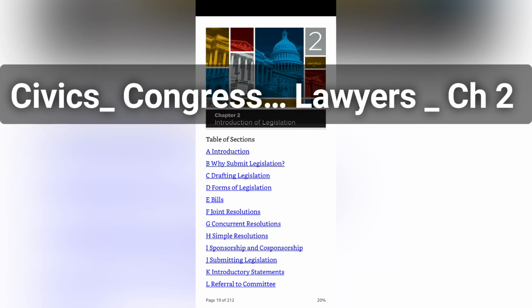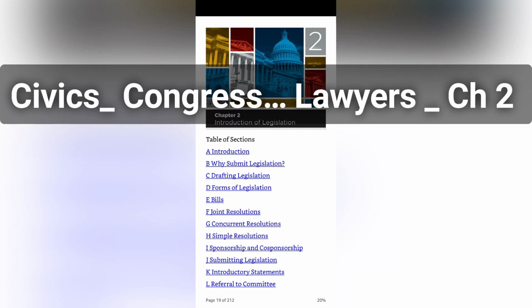Although legislative vehicles are frequently all referred to by the media and many others as a bill, the legislative vehicle may be a bill, Chapter 2, Section E, a joint resolution, Chapter 2, Section F, a concurrent resolution, Chapter 2, Section G, or a simple resolution, Chapter 2, Section H. The Senate, in addition to legislative matters, also considers treaties, Chapter 8, Section D, and presidential, executive, and judicial nominations, Chapter 8, Section B.